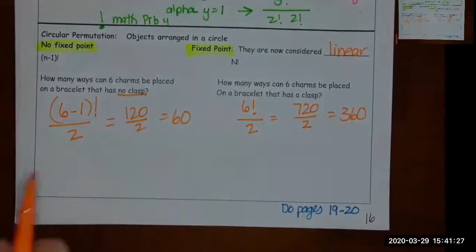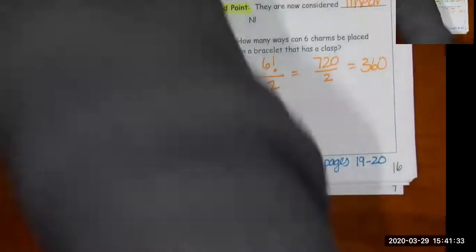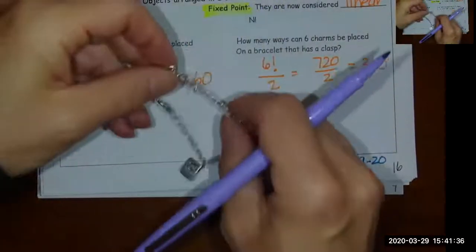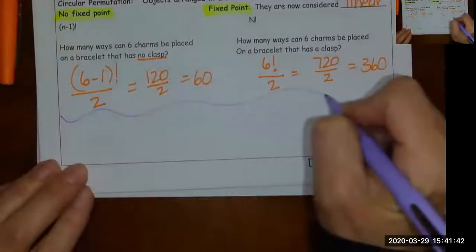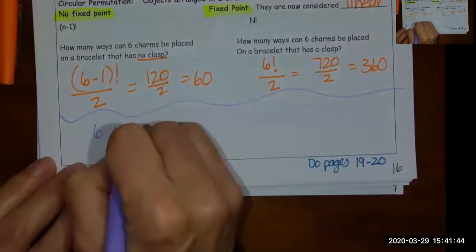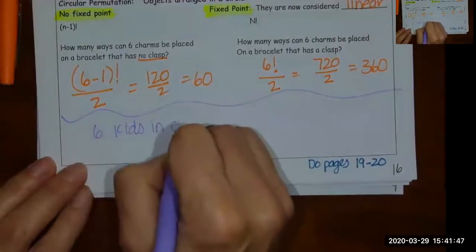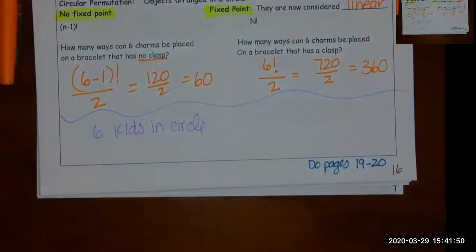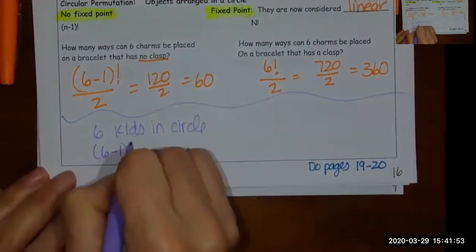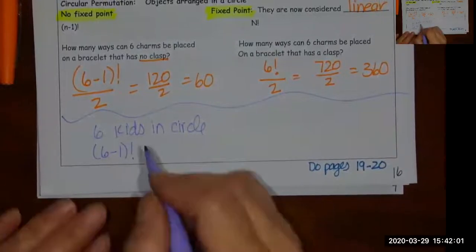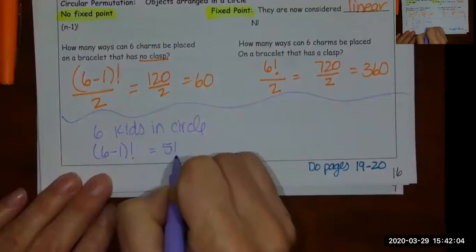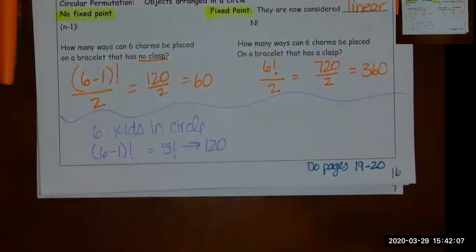Now, this is for a bracelet, so we divide by 2. Like a bracelet or a keychain, you can set it down and you can flip it over. That's why we're dividing by 2. If I had 6 kids in a circle, and I didn't know who was first, it would just be 6 minus 1 factorial. There would be no dividing it by 2 because I don't look at you guys. I'm not going to make you stand on your heads to get another circle. So that would be 5 factorial, which is 120.